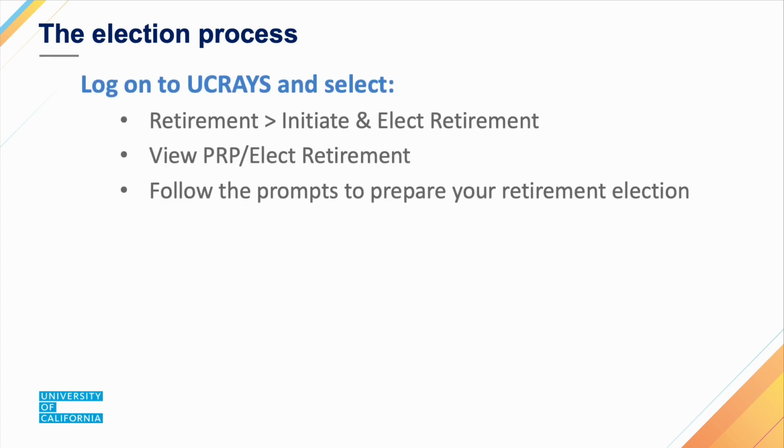So for the election process, again, you can log into UCRaise and select the retirement icon, and then again, initiate and elect retirement. From there, you can select your PRP and elect retirement, and then follow the prompts to prepare your retirement elections. So if you have generated multiple PRPs, make sure that you're selecting the correct one, or the one that you want to retire against, when you make those elections.